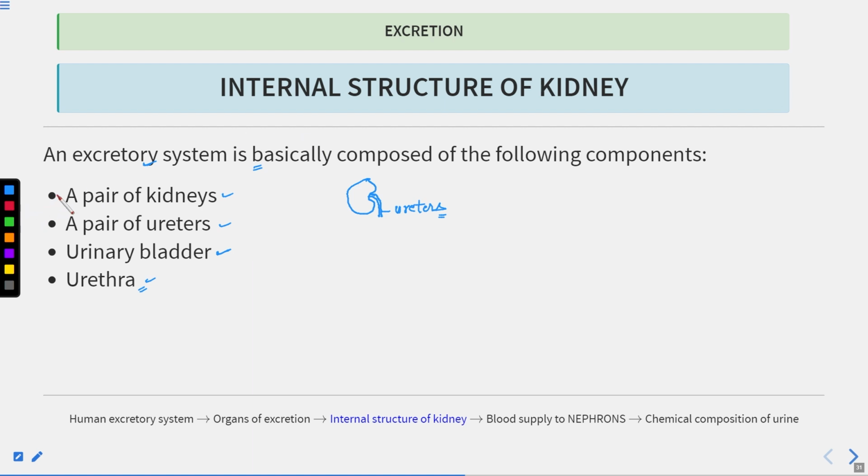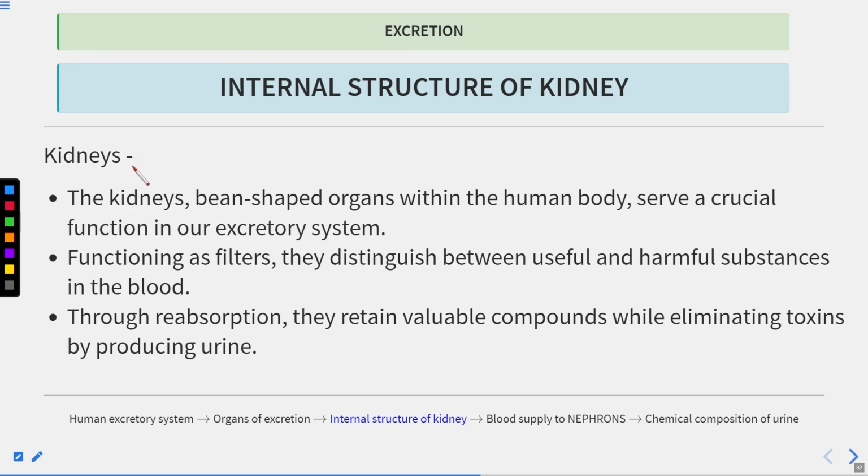Now we will discuss each of these parts of the excretory system: kidney, ureters, urinary bladder, and urethra. First of all, kidneys. What are kidneys? Kidneys are bean-shaped organs, and they are reddish brown in color. They are part of the excretory system in humans.